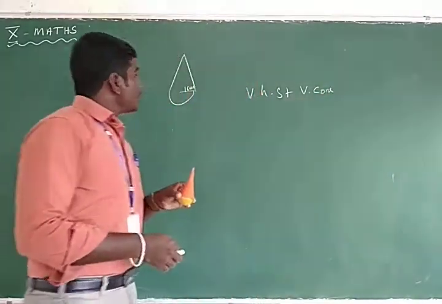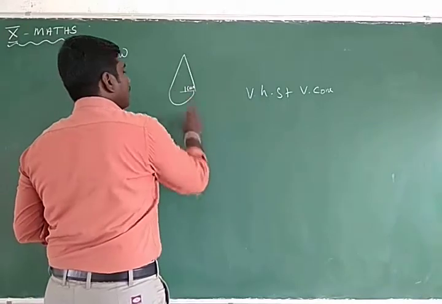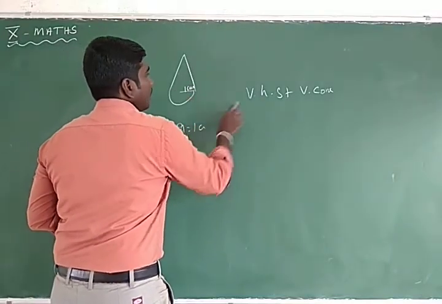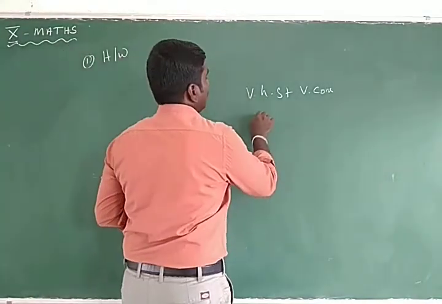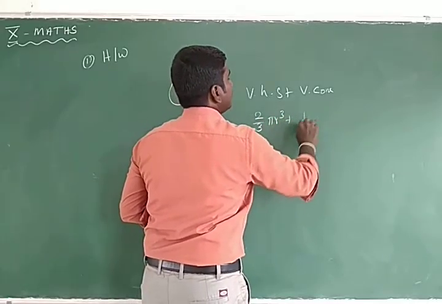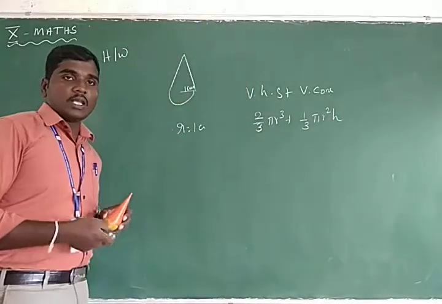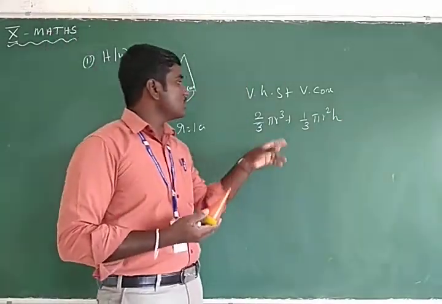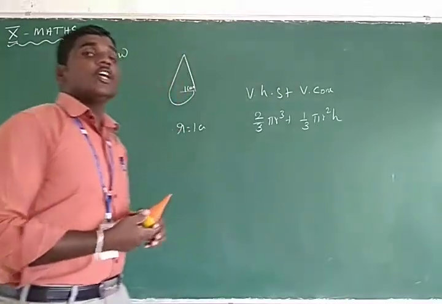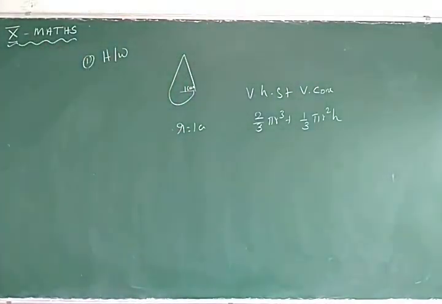Right. So next you write the measurement. Radius is equal to 1 centimeter. Volume of hemisphere formula is 2 by 3 pi r cube. Volume of cone is 1 by 3 pi r square height. The radius is the same, 1 centimeter, 1 centimeter. We need the height. Height is also equal to radius.